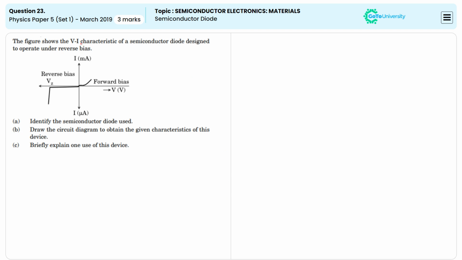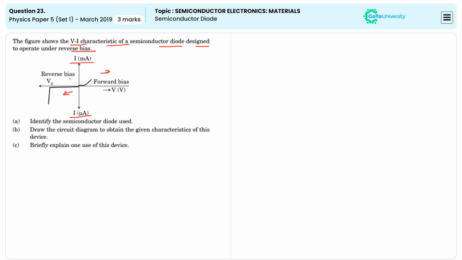The figure shows the VI characteristics of a semiconductor diode designed to operate under reverse bias. Here I is in mA and I is equal to µA. This is the reverse bias and this is the forward bias, where in reverse bias V is equal to VZ and in forward bias it is V only.